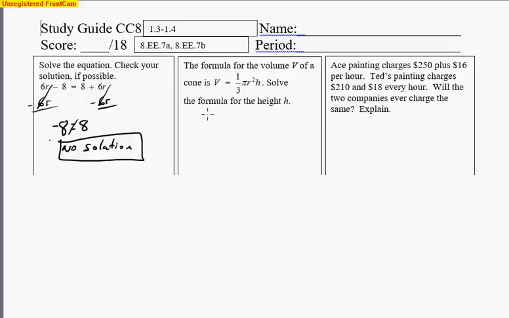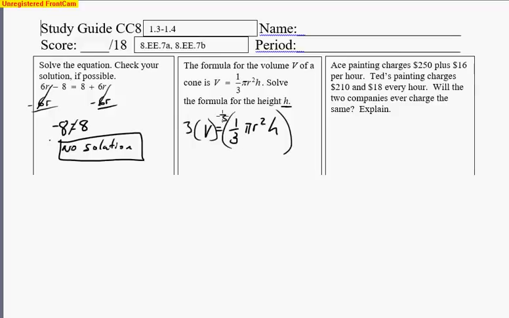So on this next one, they're saying the formula for the volume V of a cone is, and then this is the formula, solve for the height, h. And so we're trying to get h by itself. So here's my equation. And my first step is to get rid of this fraction. So I'm going to multiply this entire equation by 3. But what I do to one side, I have to do the same to the other.